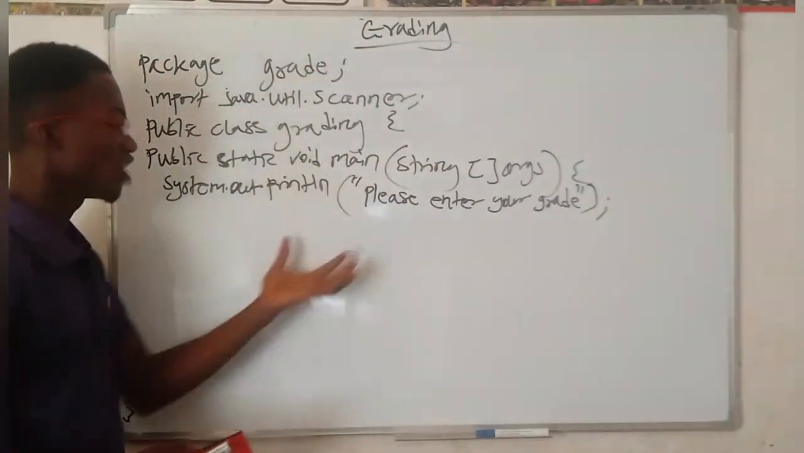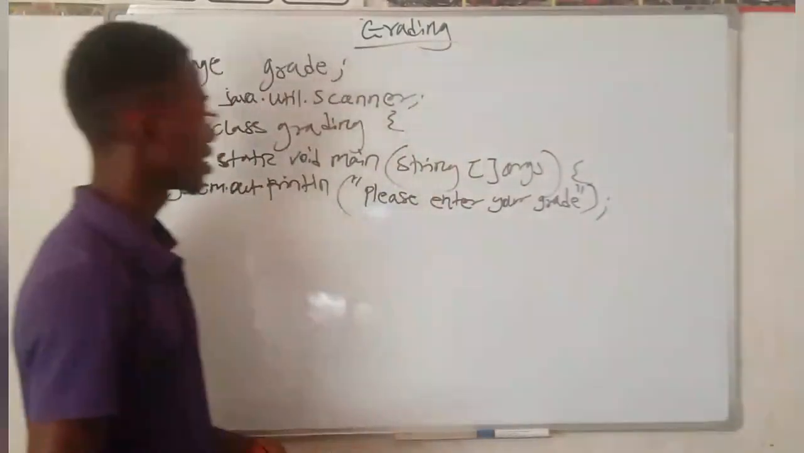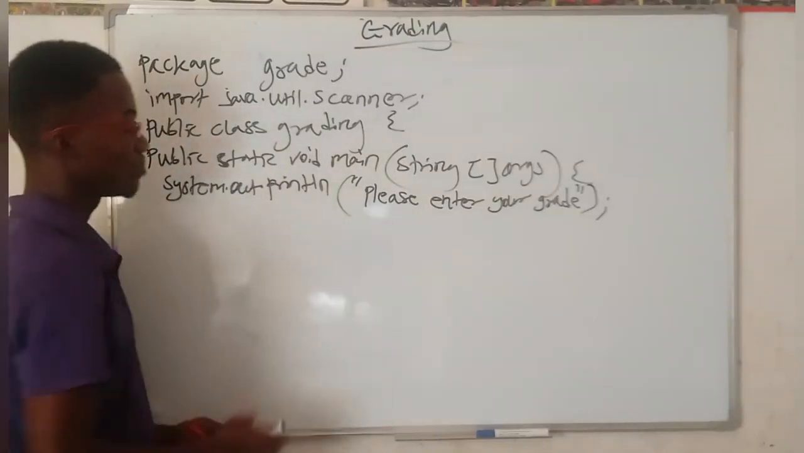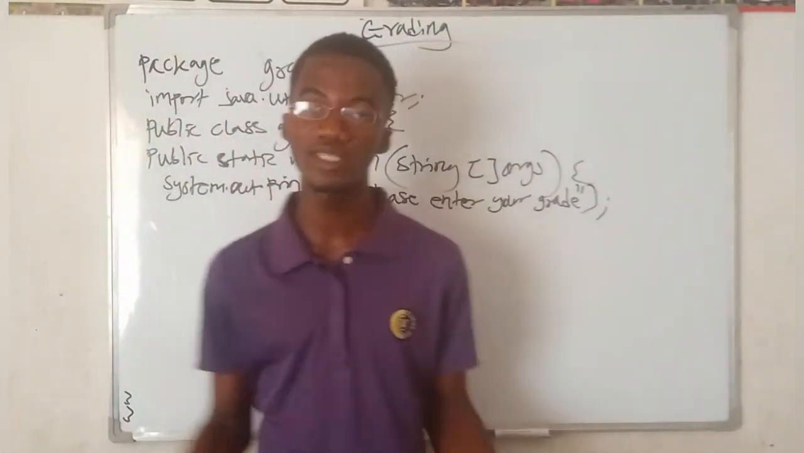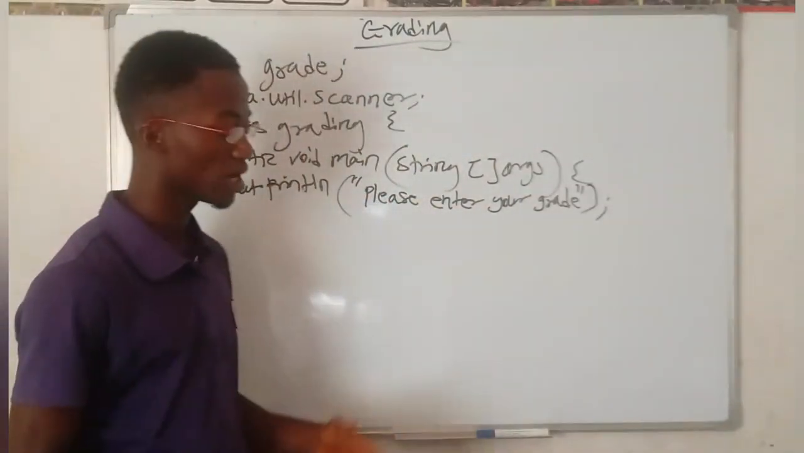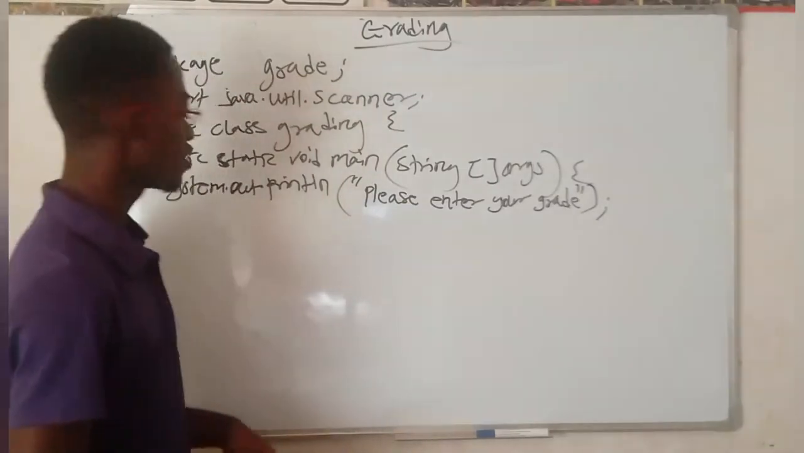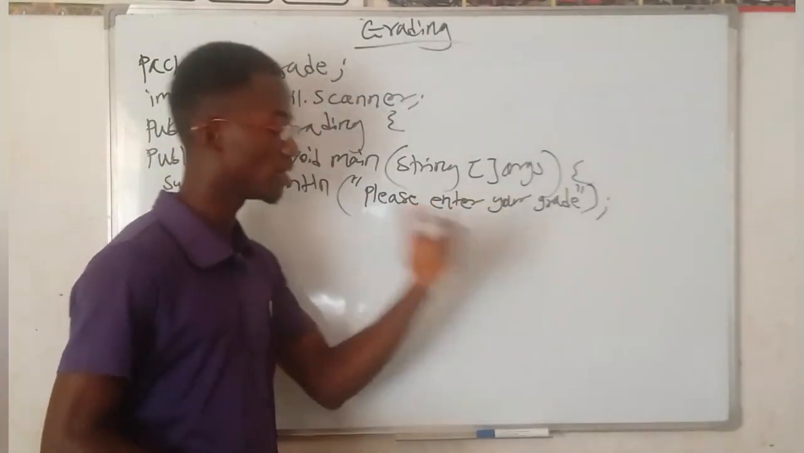Now you have passed a command statement: please enter your grade. The grade that this individual will enter may be a 50, a 60, a 40, or a 25. All of them will be stored in a particular place. So now you're going to create a storage location for the grade that this individual will enter.